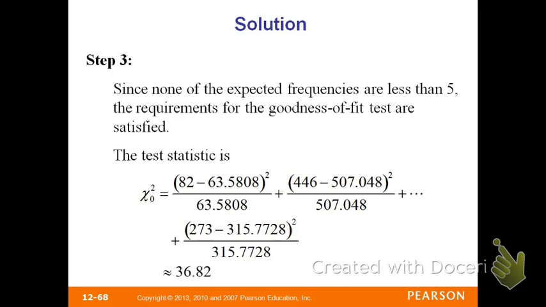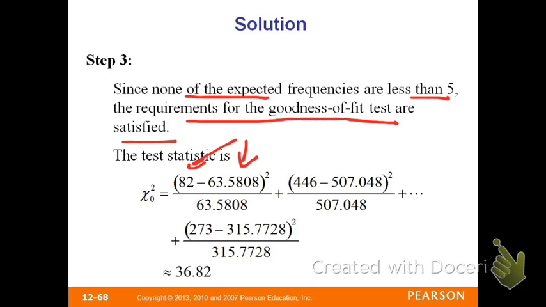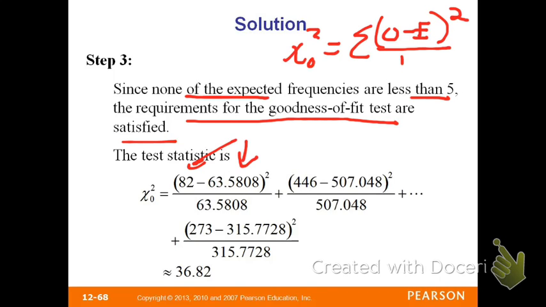Something that we should be aware of, though, is since none of the expected frequencies were less than 5, the requirements for the goodness of fit test are satisfied, so we're okay to run this chi-square test, right? The test statistic is as follows. Notice it's the observed minus the expected. So basically a chi-squared test statistic would be the summation of observed minus expected, whole thing squared, divided by the expected.